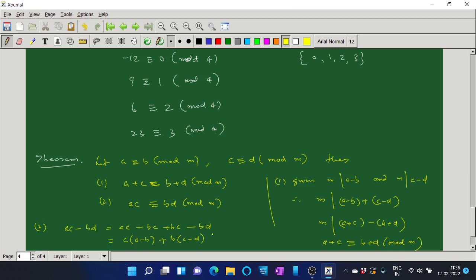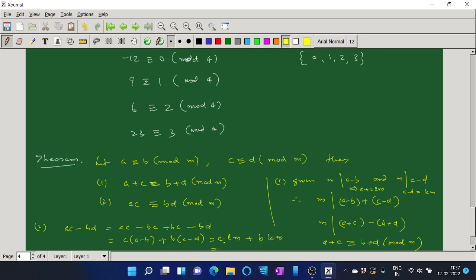Now, A minus B is a multiple of M. Because M divides A minus B, this implies A minus B you can write as some LM. So C into A minus B is C into LM. Similarly, C minus D is some KM, because C minus D is a multiple of M. Therefore, C minus D is KM. So, C into LM plus B into KM.